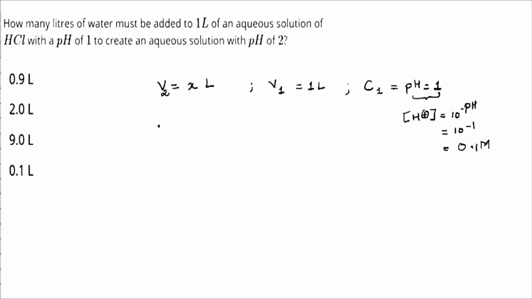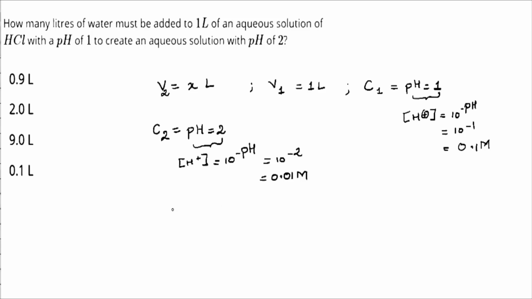We have to create an aqueous solution of V2 volume with a pH of 2. So C2, the final concentration: pH equal to 2 means the concentration of H+ ions is 10 raised to minus pH, which is 10 raised to minus 2, which is 0.01 molar. In fact, from the question itself we come to know that it's a direct one, but still let us solve it completely.